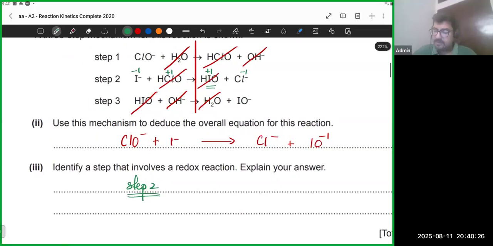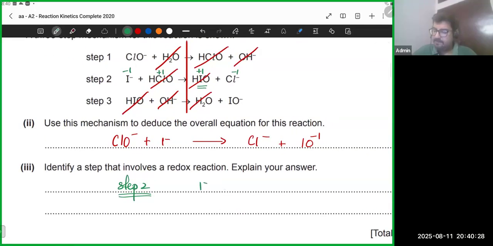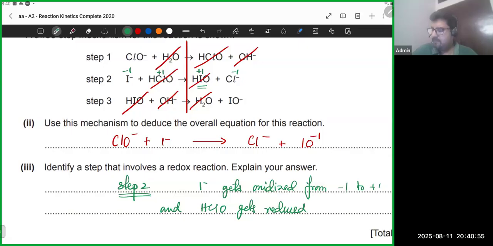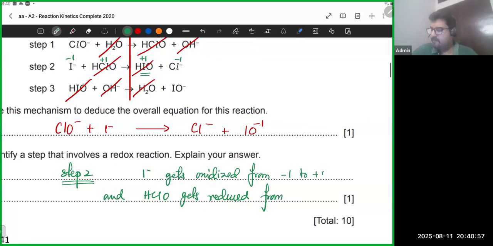So how do you explain your answer? I- gets oxidized from minus one to plus one, and the other one, HClO, gets reduced from plus one to minus one. Okay.